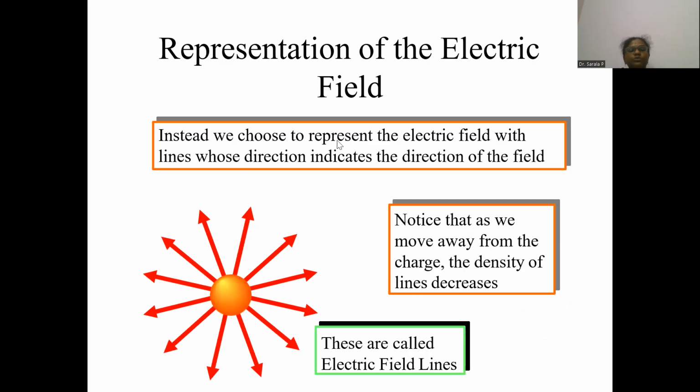So instead we choose to represent the electric field with lines whose direction indicates the direction of the field. As we move away from the charge, the density of lines decreases. As we move away from the charges, what happens? The field gets weakened. So the lines of force, lines of flux, are going to decrease. The density of lines is going to decrease. These are called electric field lines.